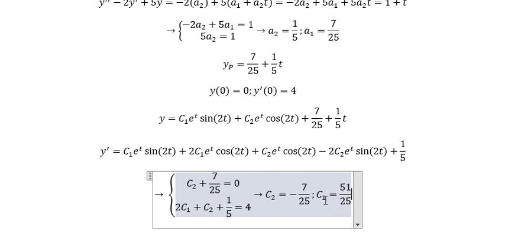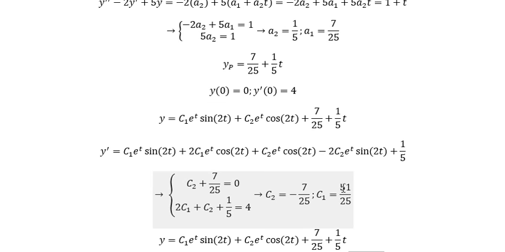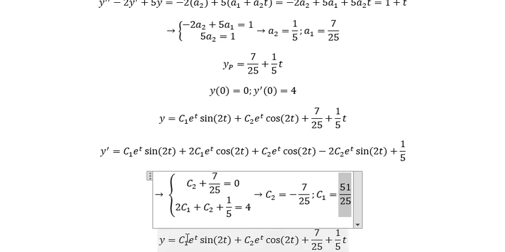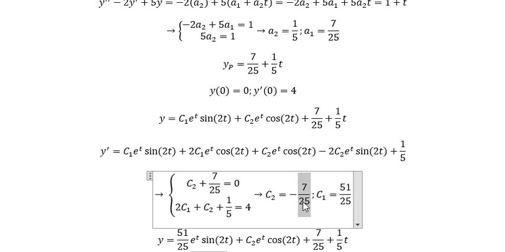After we calculate C1 and C2, we go back to this one. And we put this number go in here. And this number go in here.